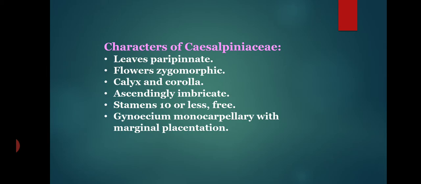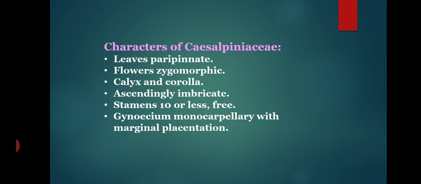Then stamens 10 in 2 whorls of 5 each, because they are arranged in 2 circles, 2 whorls. If the genus has 10 stamens, we can see a 5 plus 5 arrangement. Some may be reduced to staminodes as in Cassia species, and usually free and variable in length. Then gynoecium is monocarpellary or sometimes very rarely bicarpellary with marginal placentation. So remember the placentation.